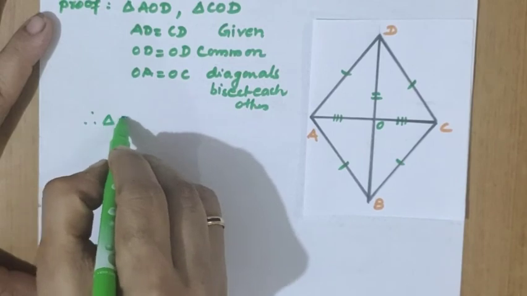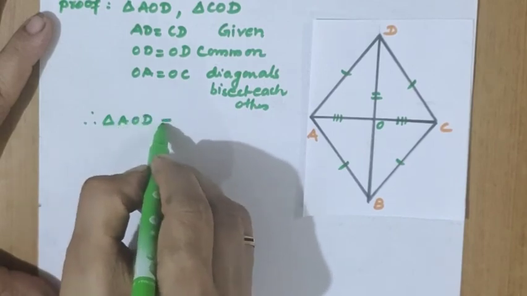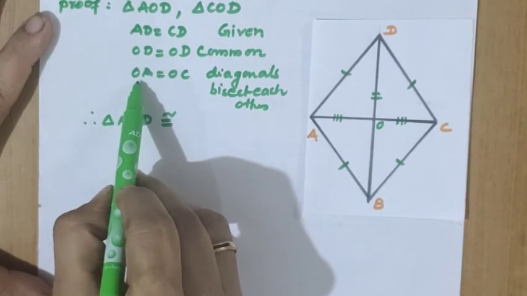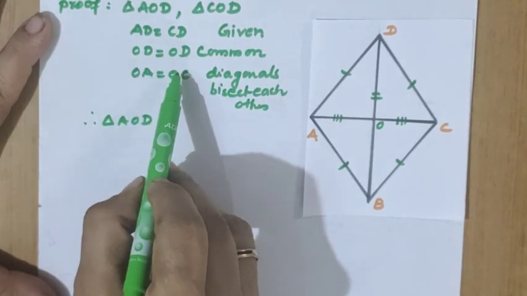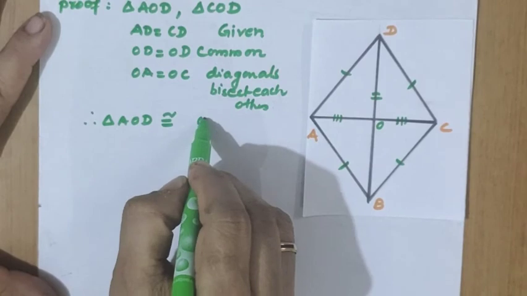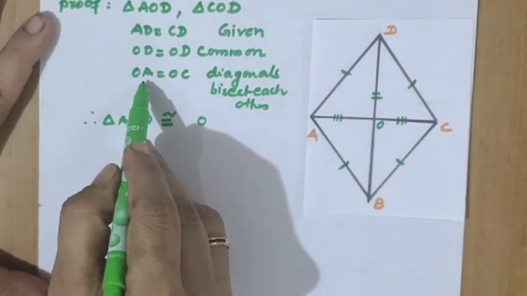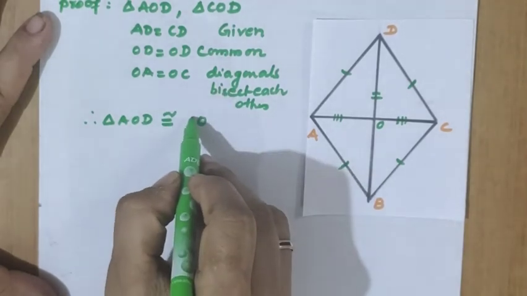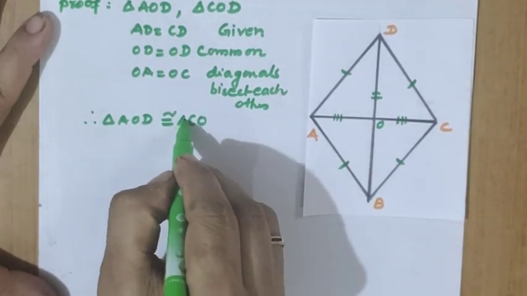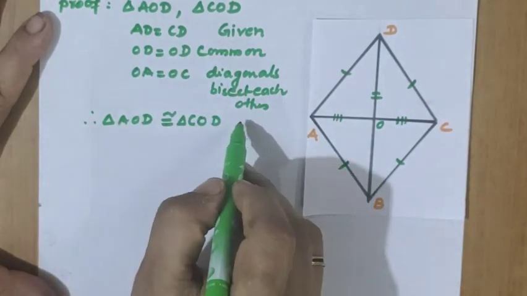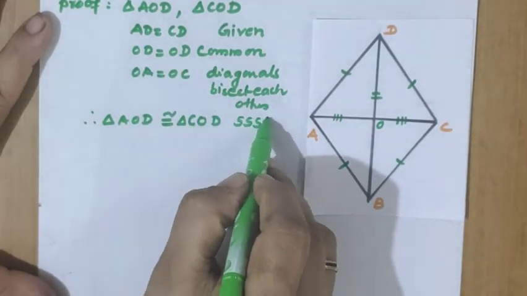Therefore, triangle AOD is congruent to triangle COD. See that O is common in the second and third criteria. Here also O equal to O only, right? Now O is gone, so which letter is remaining? A. A has correspondence with C only. So what is the name of the triangle? Triangle COD. Now the criteria: all three sides, SSS.